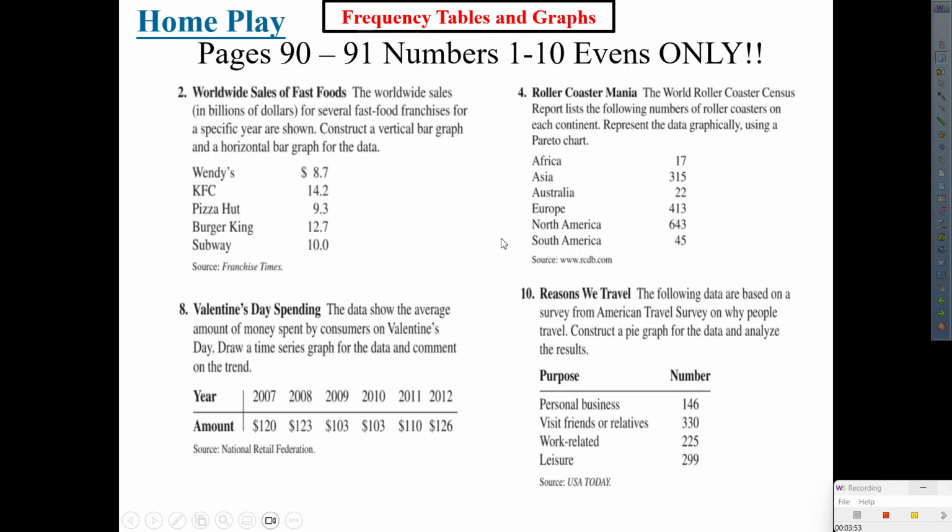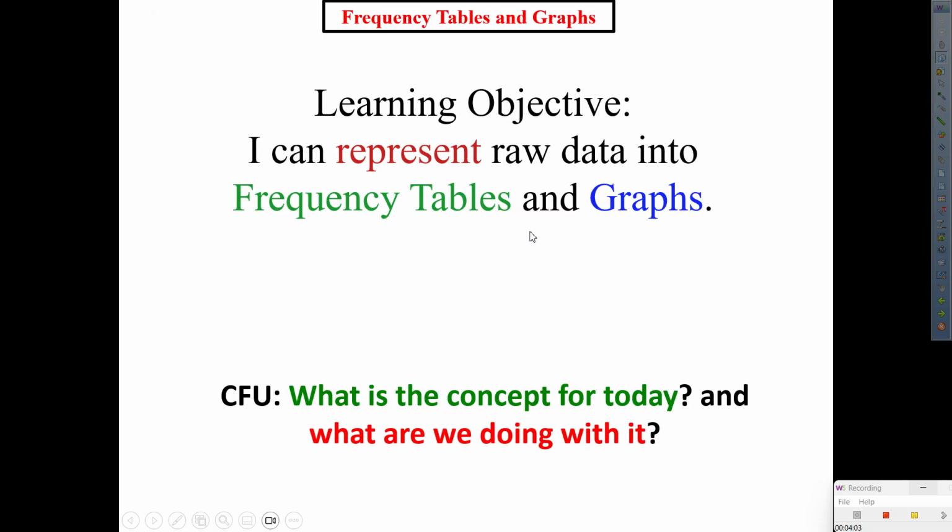All right. From there, get a Cornell note ready, please. Our objective for today: I can represent raw data into frequency tables and graphs. I can represent raw data into frequency tables and graphs. Once you turn your homework in, get a Cornell note going, please. All right, here we go.